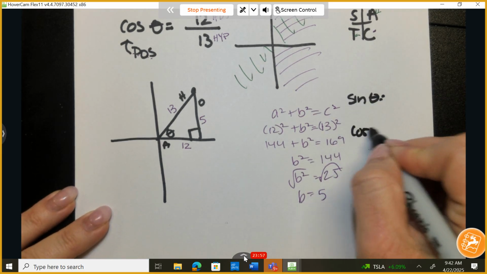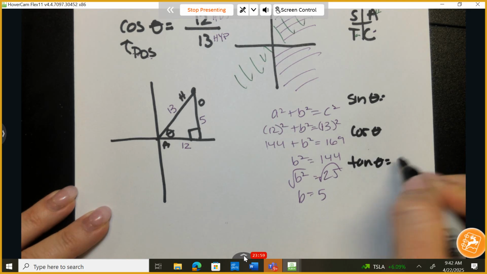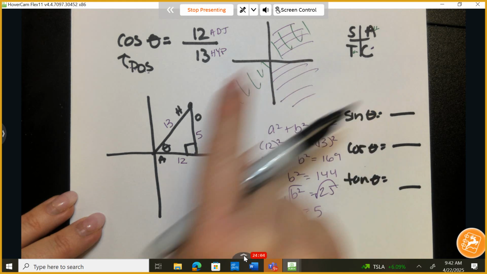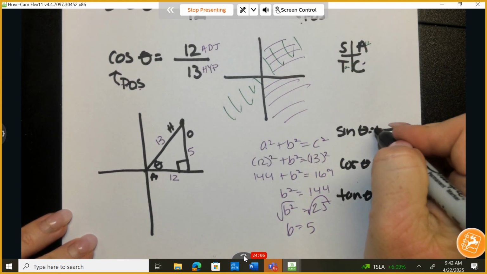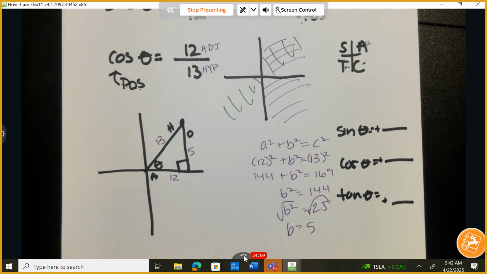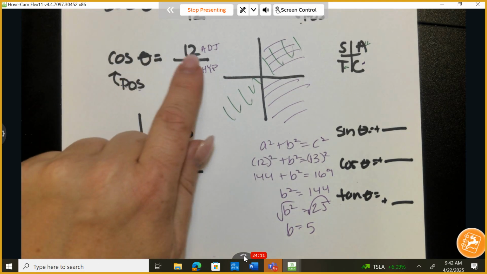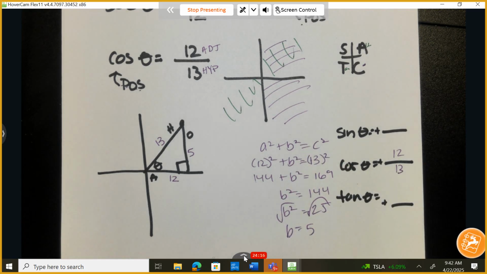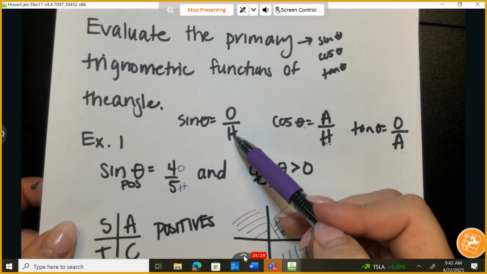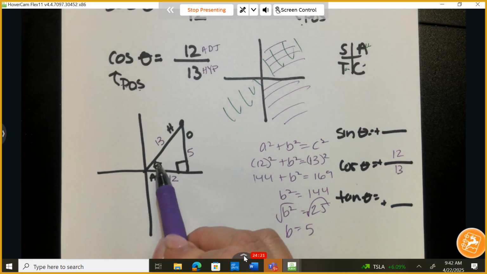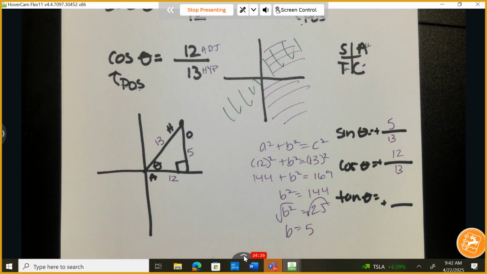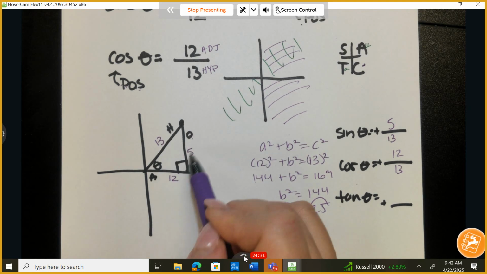So I'm going to come off to the side where you have room to see. I have sine, cosine, and tangent. Now in quadrant 1, all things are positive. So each one of these is positive. I already know the cosine is 12 over 13. Sine, well, what does sine mean? As a reminder, sine is opposite over hypotenuse. Okay, opposite is 5, hypotenuse is 13. Tangent is opposite over adjacent. Okay, opposite over adjacent, so 5 over 12.